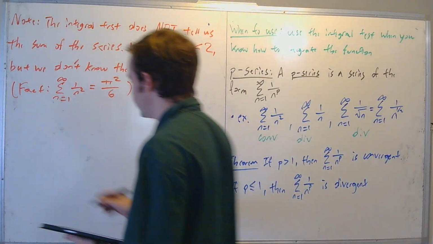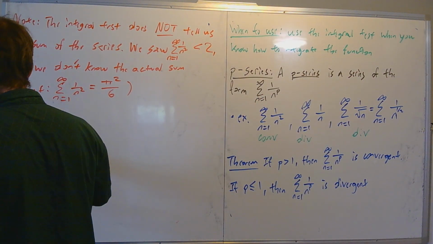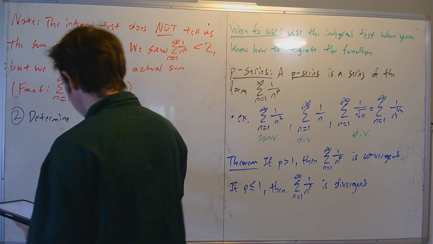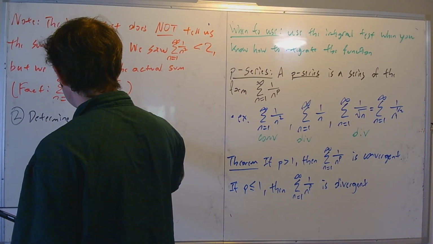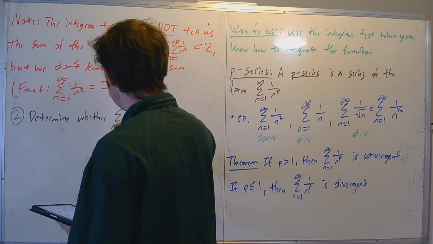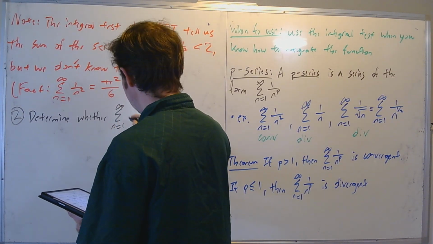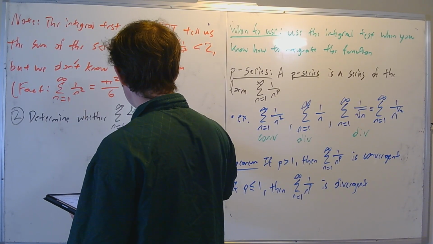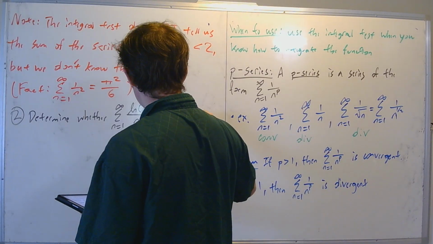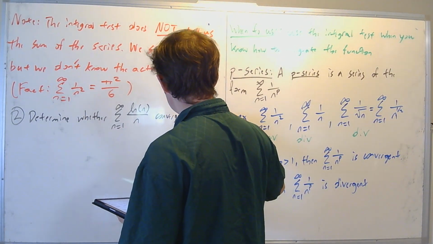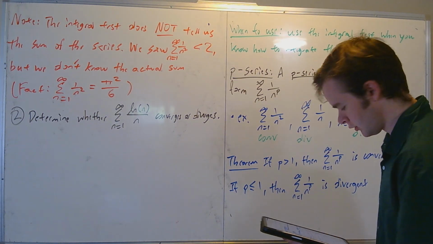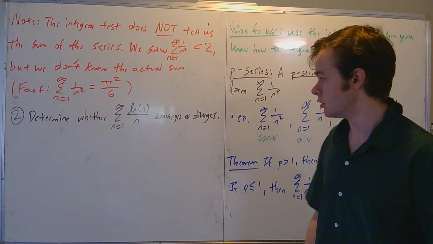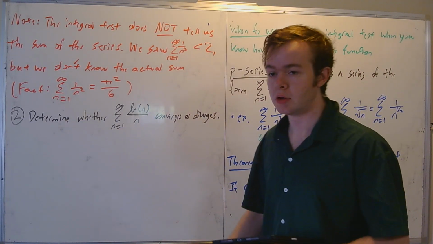So let's write out the final example for today. Example number 2 is: determine whether the sum from n equals 1 to infinity of natural log of n over n converges or diverges. Okay, so the first thing to ask is whether it's a positive function and whether it's a continuous function when n is greater than or equal to 1.